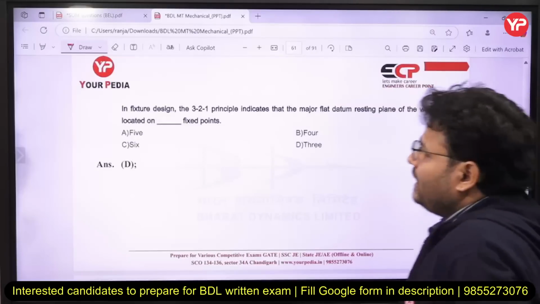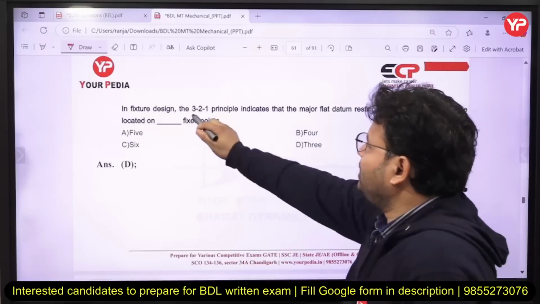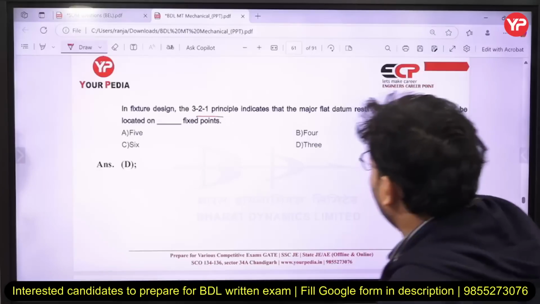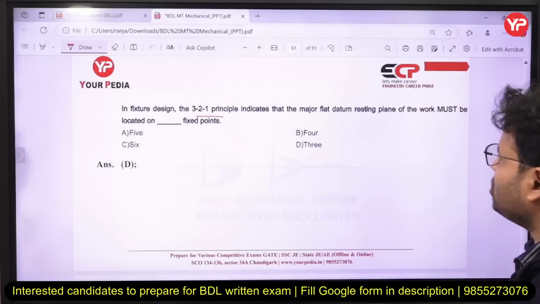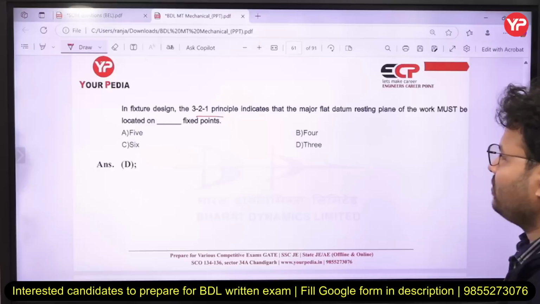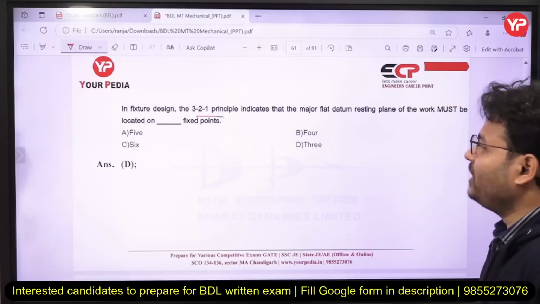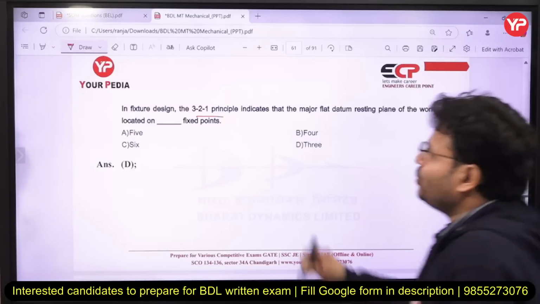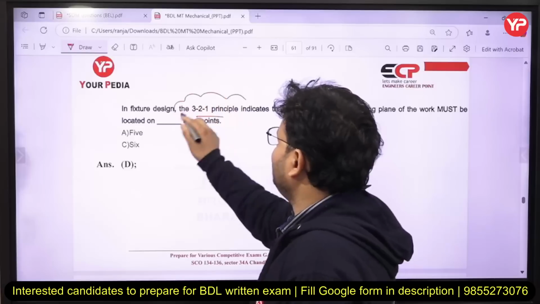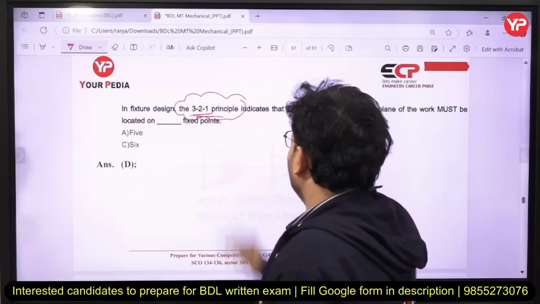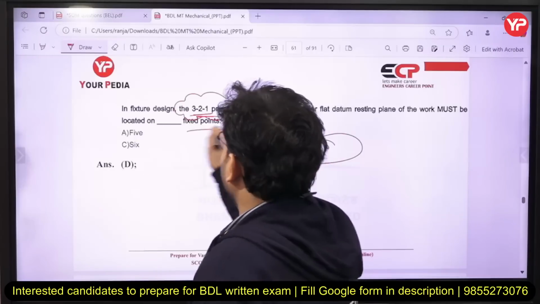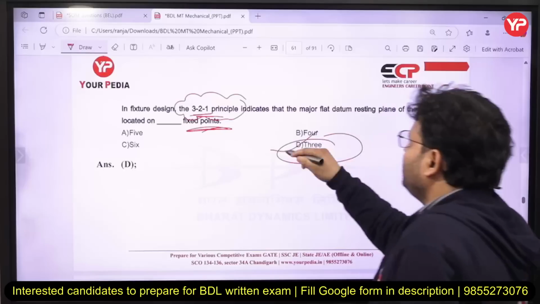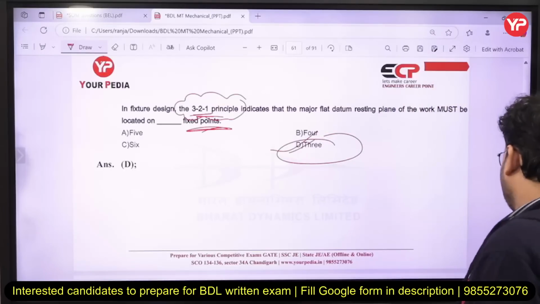Now, in fixture design, the 3-2-1 principle indicates that the major flat bottom resting plane of the work must be located on what? Fixed points. How many fixed points? In the 3-2-1 principle, 3 datum points are there. So basically here it will be located on 3 fixed points. So the correct answer will be D for Delhi. It will be located on the 3 fixed points.